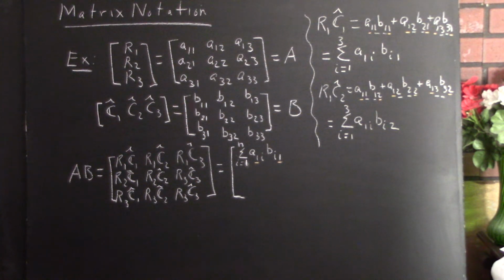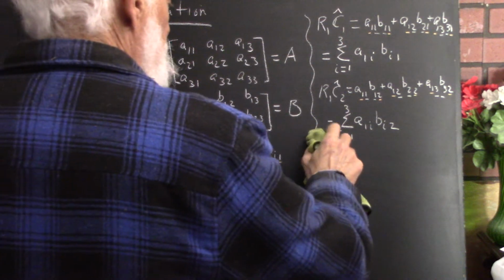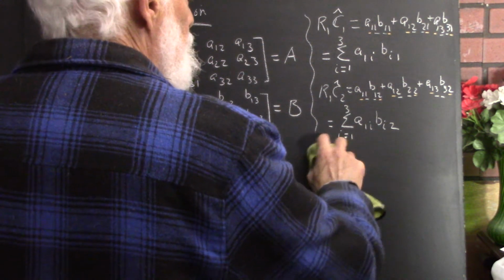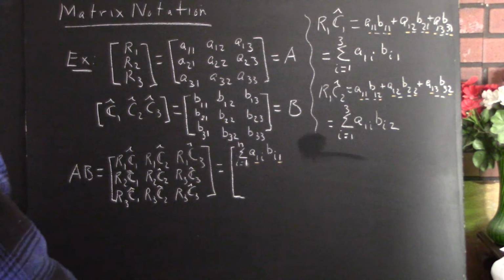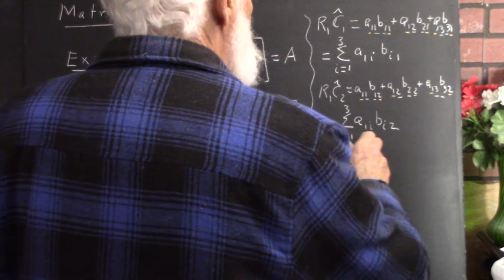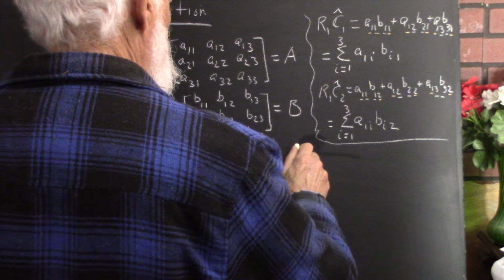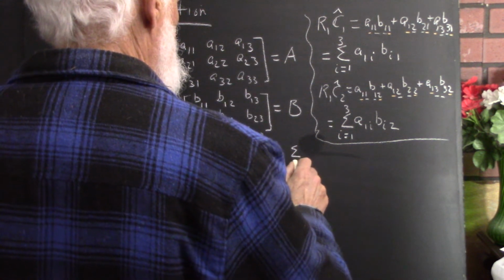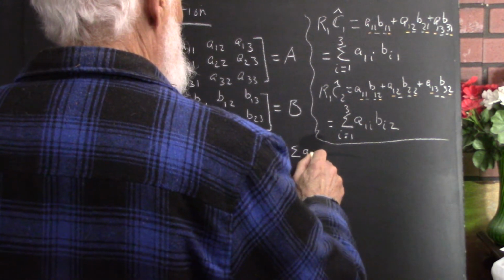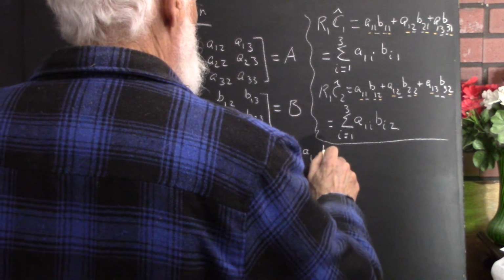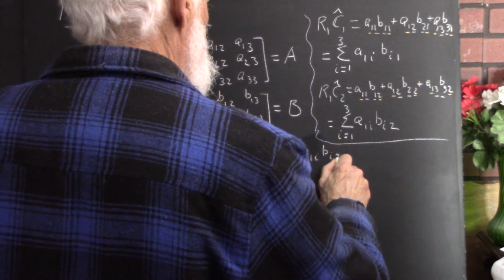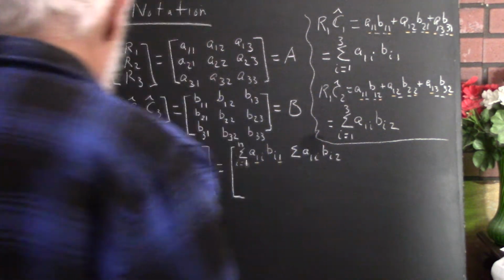Okay, well, I'm starting to encroach on the space I need for my matrix, and I'm probably going to have to write that thing a little bit downhill, so I don't want to do any more of this, but I'm going to generalize. So we have here then the sum of A1I, BI2.